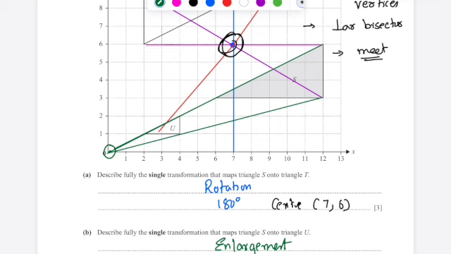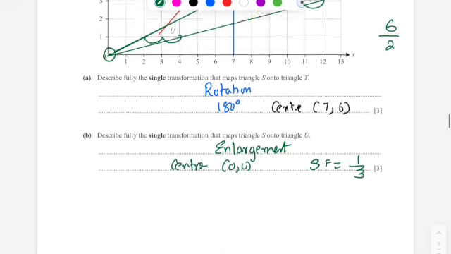And what is the scale factor? Now this is 1, 2, 3, 4, 5, 6. It became 1, 2. 6 became 2. So the scale factor is going to be 1 upon 3. The scale factor is 1 upon 3. It became 1/3 of the original figure.